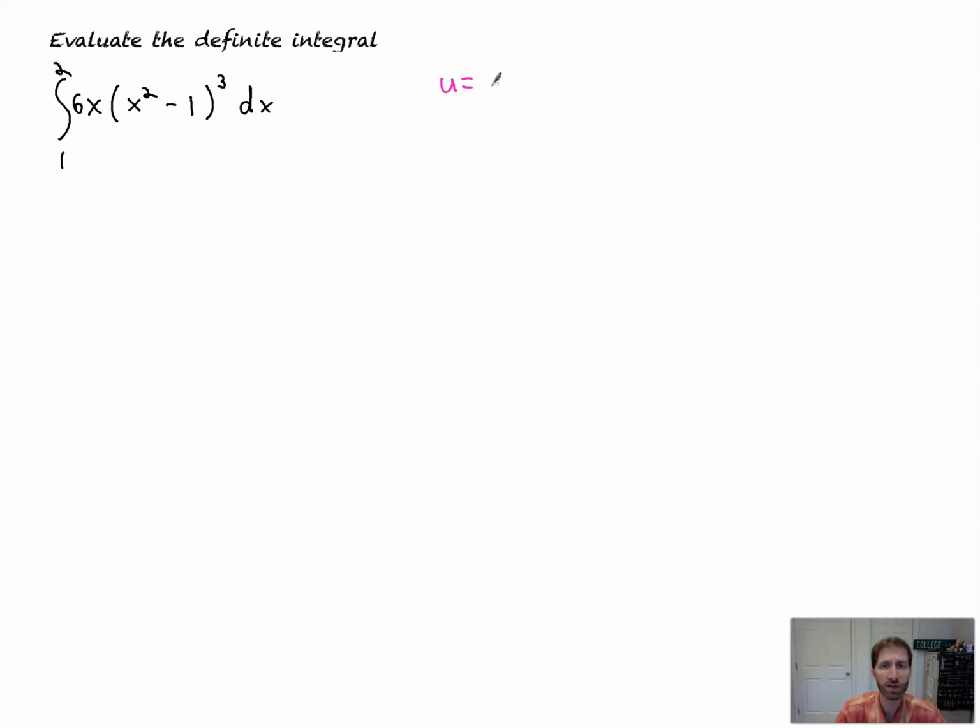So the innermost function is x squared minus 1, and then du is going to be equal to 2x dx. Now, what I don't have here is a 2x dx. I am going to factor out that 6. I'm intentionally leaving these numbers off. You'll see why shortly. I've got an x, and in here, I already know that this is u cubed.